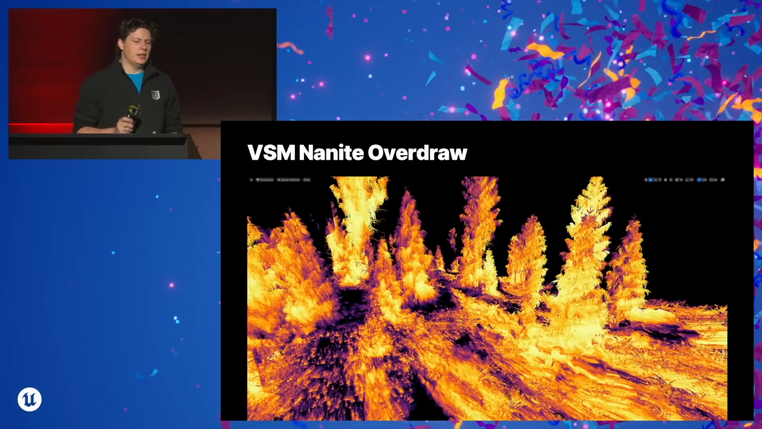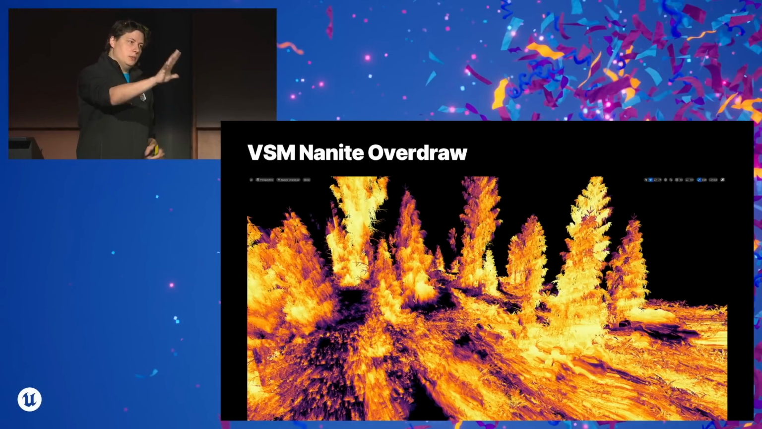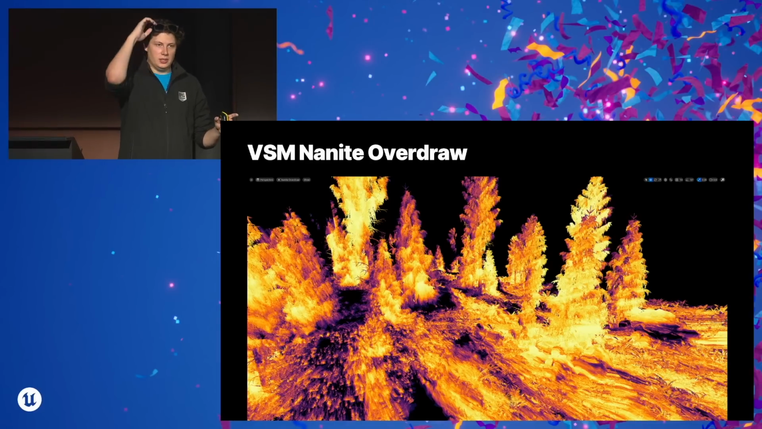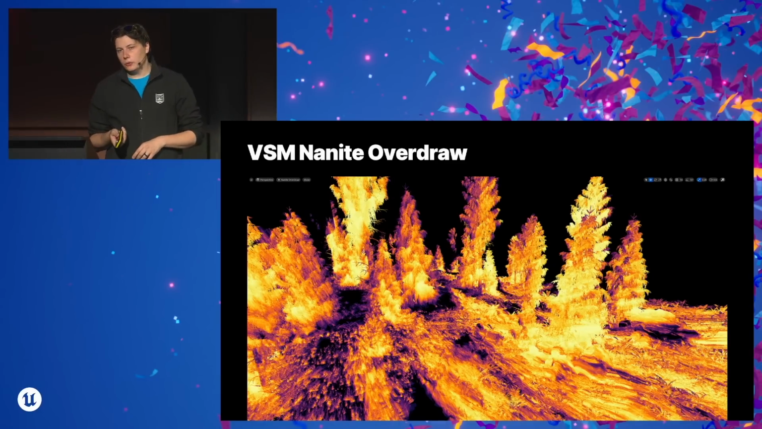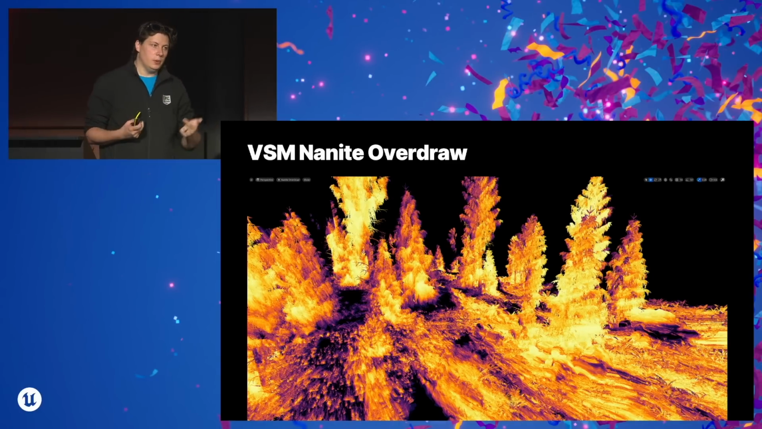The other one is VSM Nanite overdraw. So when your sun is projecting into the world, it's essentially doing a draw pass, right? In the same way that the rest of your scene is, but it's doing it from the perspective of the sun. And it can also suffer overdraw. This is an easy one to miss because we think about what we see, but we don't really think about the perspective of the sun from an optimization perspective, right?